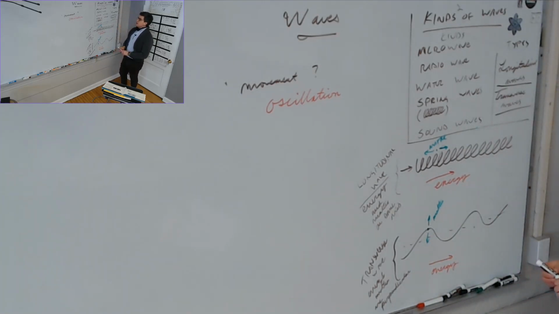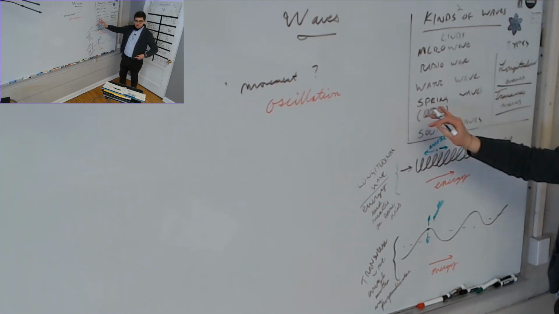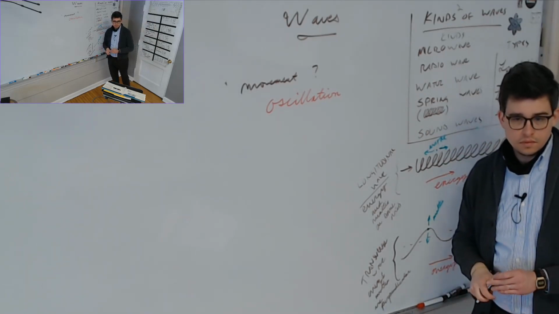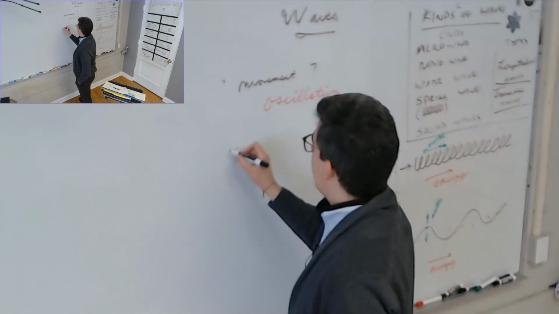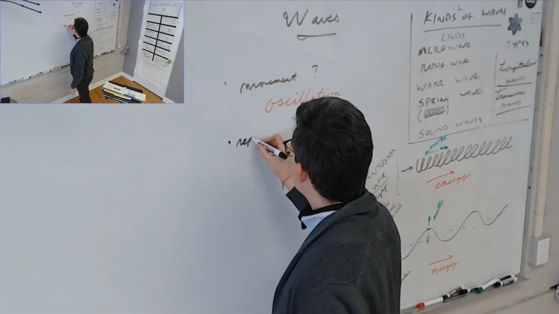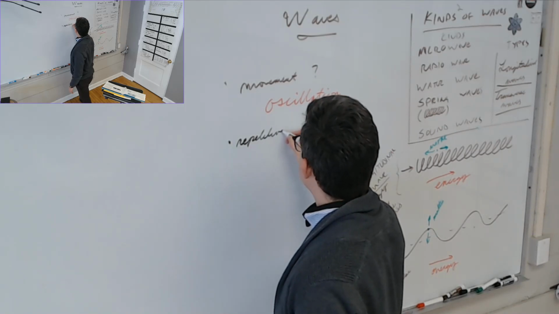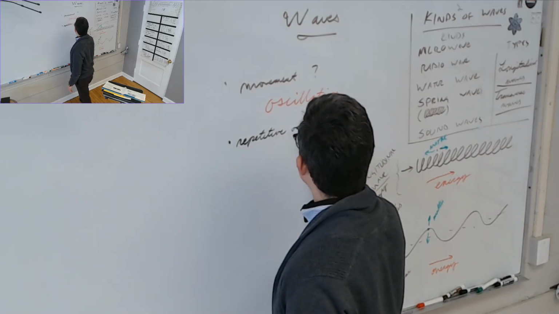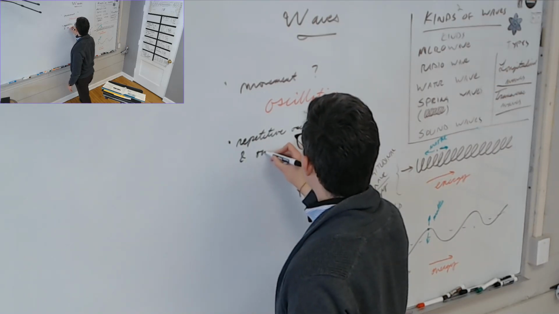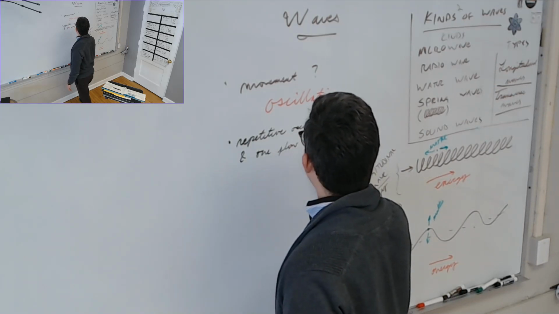So let's define a wave. What is true of all of these waves? They all involve what? Oscillation. Okay, so all waves involve a repetitive oscillation and the flow of energy.